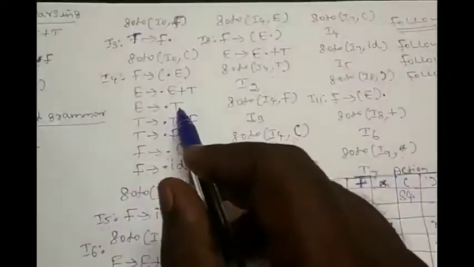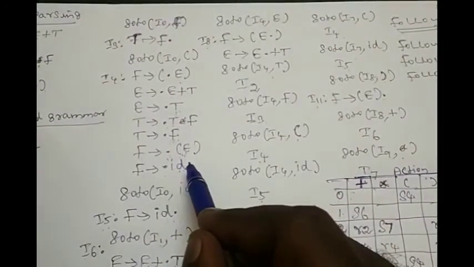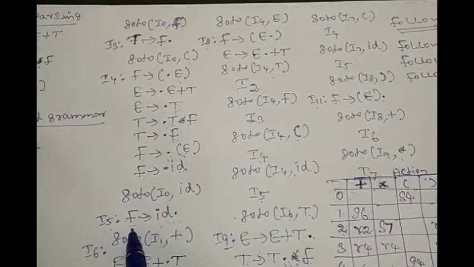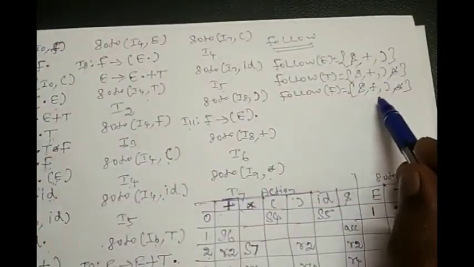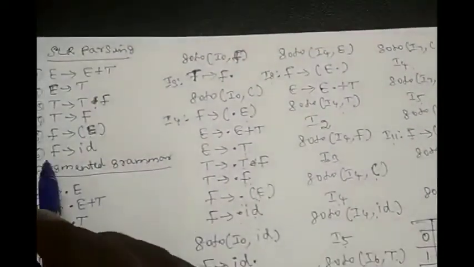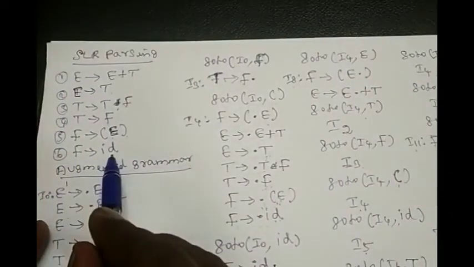When you take item set 4, you cannot see any dot at the end. In item set 5, you can see a dot at the end, so find the follow for F in item set 5. So follow for F is dollar, plus, close brackets, and star. F tends to ID, what is the production number? F tends to ID is production number 6.